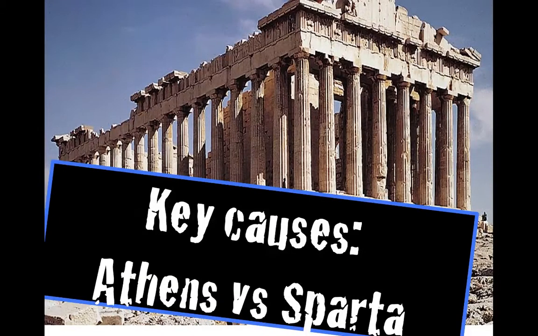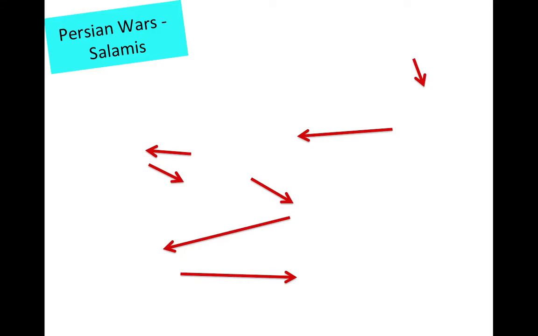In order to understand the key causes of Athens versus Sparta, the Peloponnesian War, you've got to place those causes in the context of what's already happened. So remember, in the first part of your module, the first half, you've seen Athens transition from the leader of the Delian League after the Persian Wars to the head of an empire.